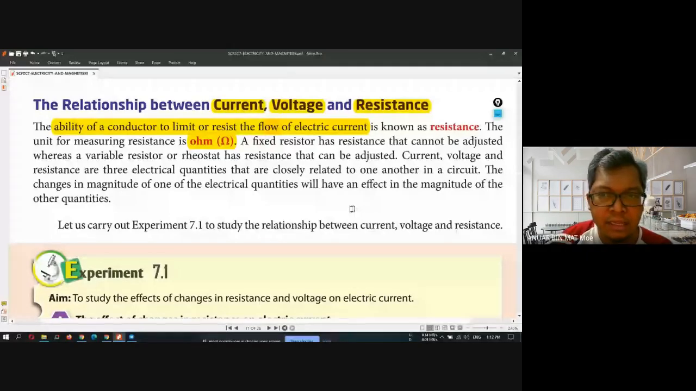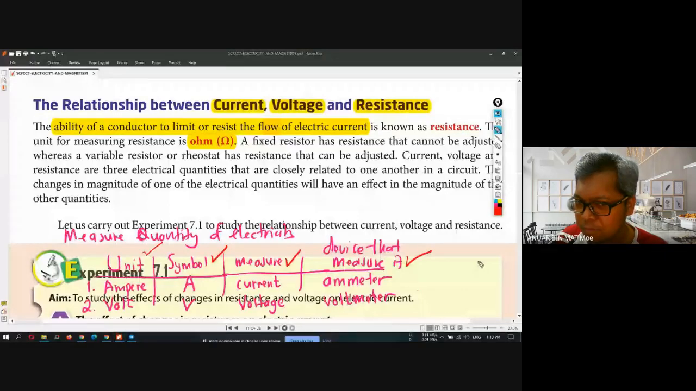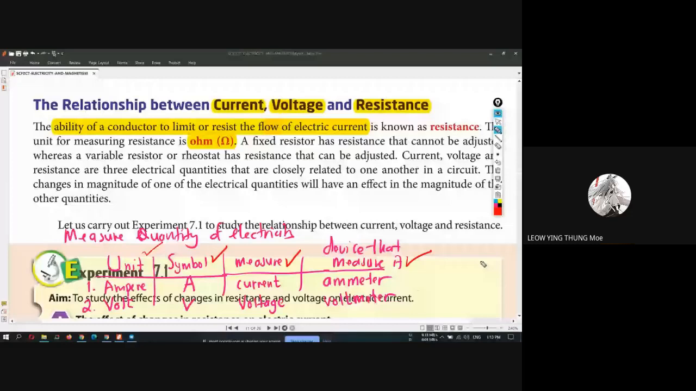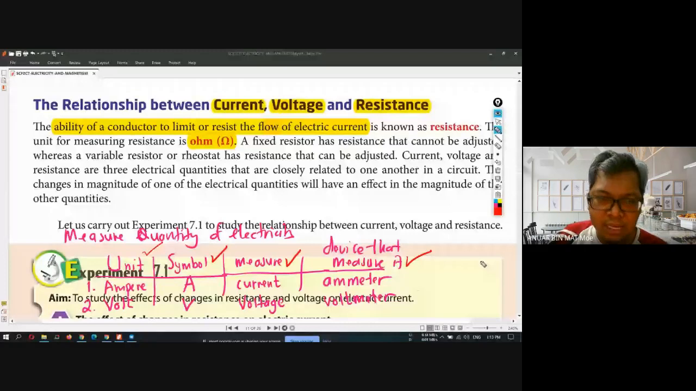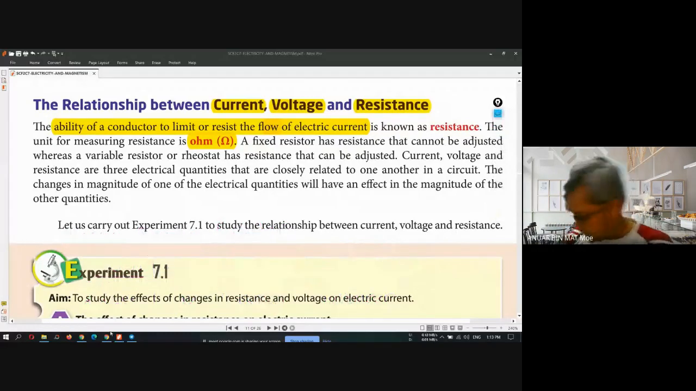What is the current unit, class? You still remember? Just now, what is the unit of current? Ampere. Yes, the unit of current is ampere. Resistance is the unit that can resist or limit the flow of electric current. Never mind, I will just show you a picture, easier for you to see.